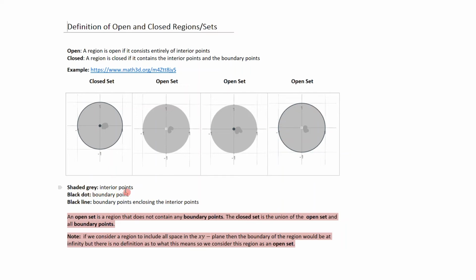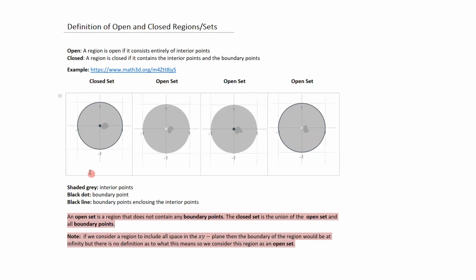So I said shaded gray are interior points. The black dot we'd call a boundary point, and the black line consists of boundary points enclosing the interior points. So these are basically a series of points on the boundary itself. All right, so an open set is a region that does not contain any boundary points. The closed set is the union of the open set and all boundary points.